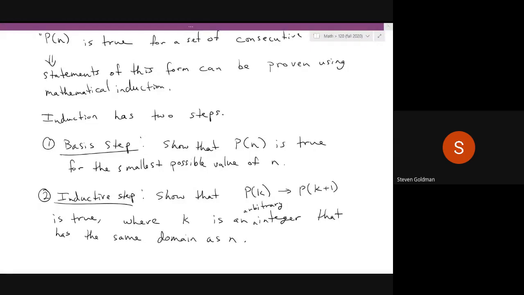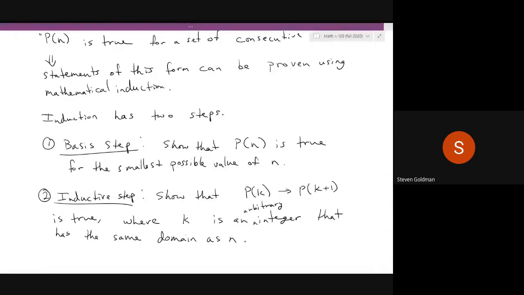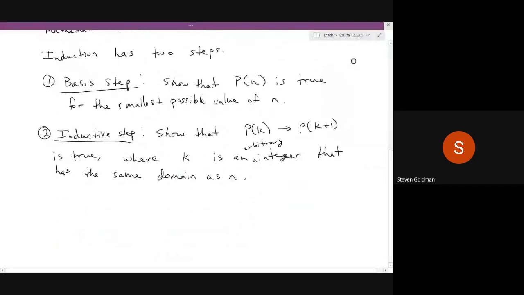Yeah, that's correct. You first prove that the first one is true, that the smallest number is true. That's correct. And then you move on to the second step. Well, you'll see. Let's do an example, and so you'll see how this works. Let's do an example together.